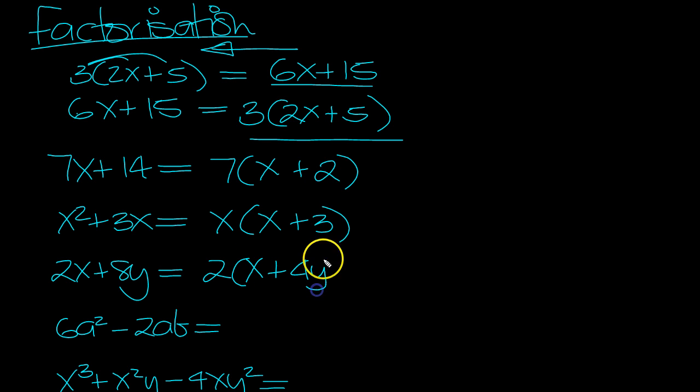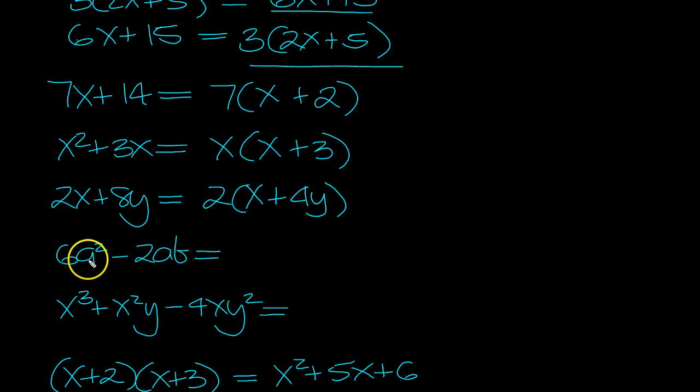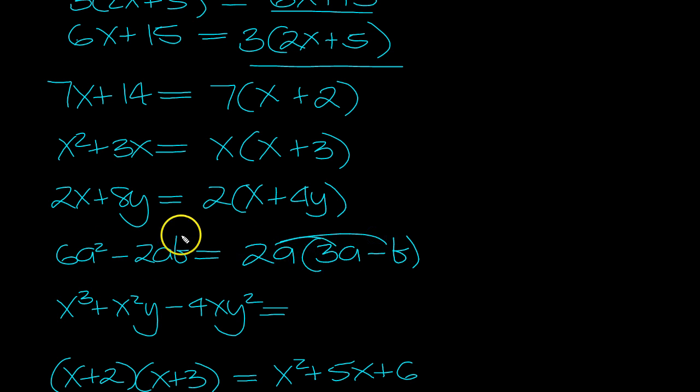4y, don't we? And then the next one, what's common? There's a 2 common, but there's also an a common, so take a 2a outside, and then we'll have a 3a left inside here. And the 2a is taken out, so we have a minus b left here. And we can check by just expanding it in our mind's eye. 6a squared minus 2ab.